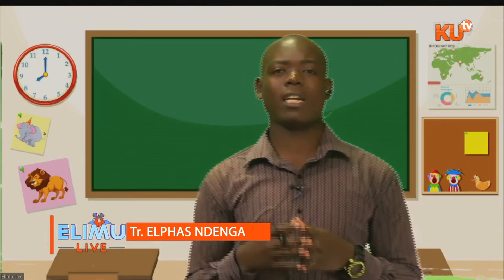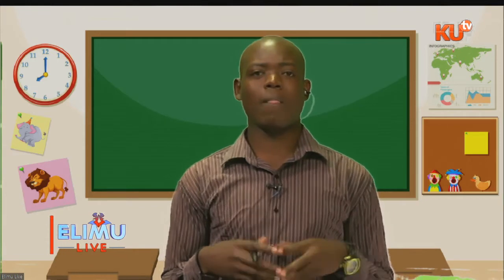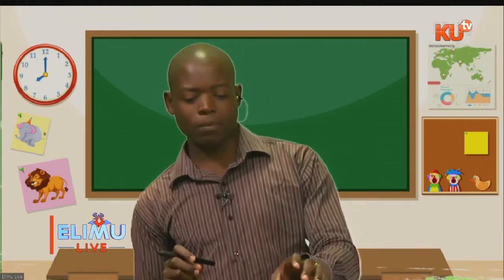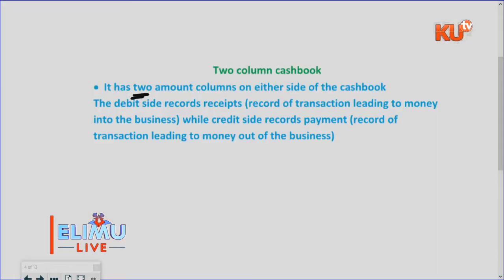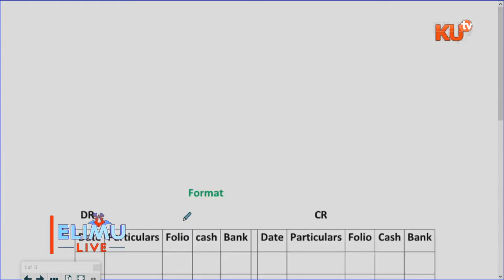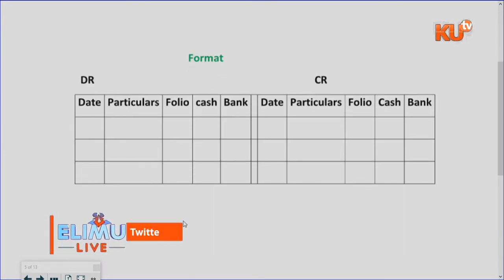Again, I say that if you are looking at any financial statement, you should be able to understand the format, because that is what gives you the marks, the format of the cash book. And in this case, what's the format of a two-column cash book? This is the format of a two-column cash book.